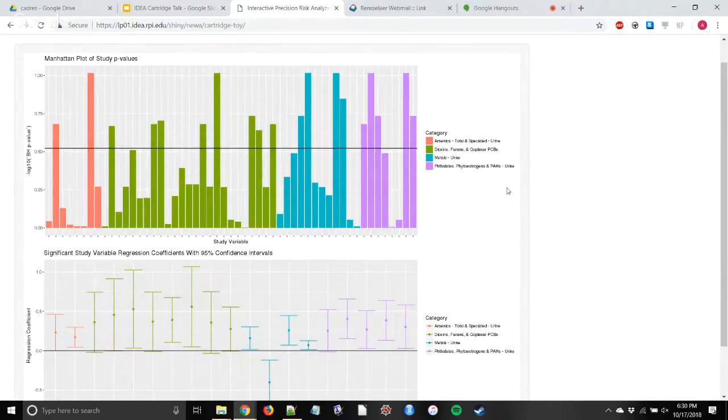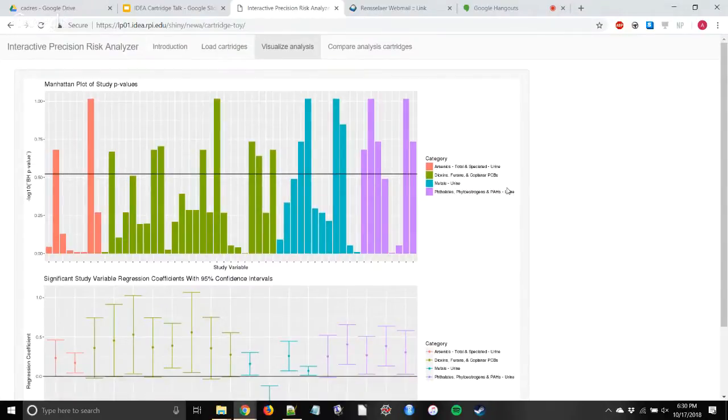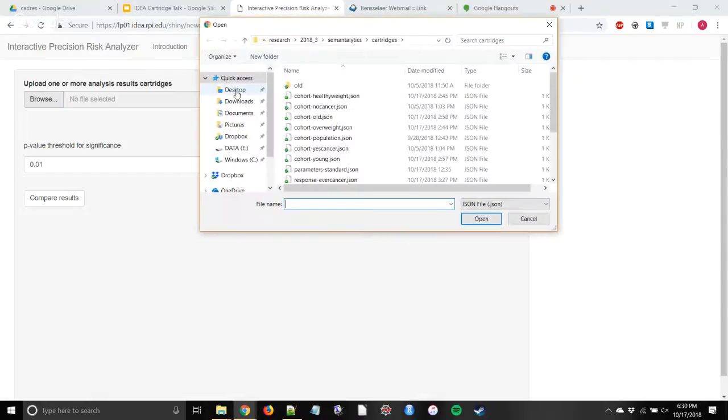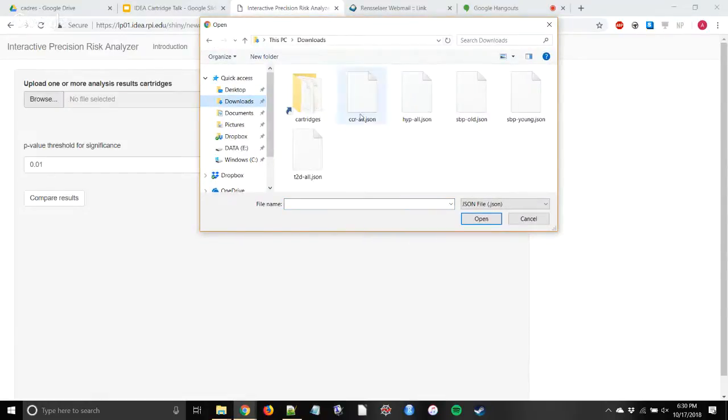Something else we can do is take existing results and compare them, so we load the JSONs back into this analyzer. That's what we can do with this tab. Given all of these risk factors we have, imagine we divided our study population into two categories, either young or old. Are these people's risk factors different in any way?